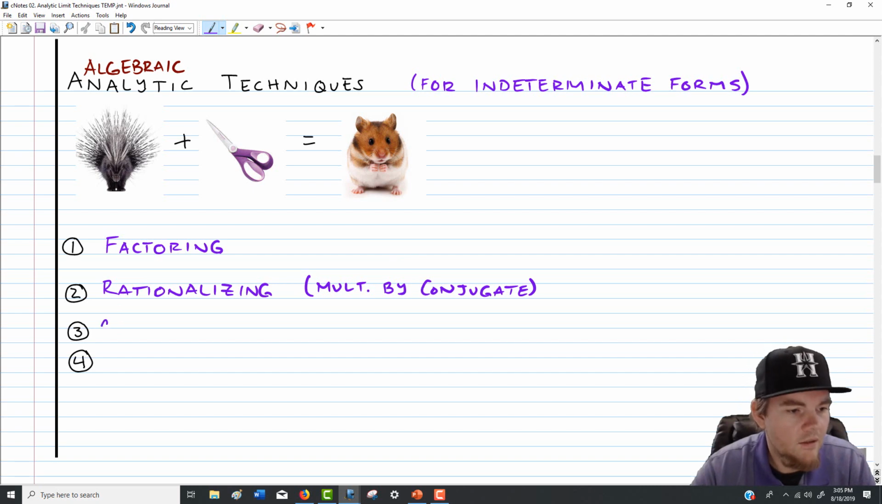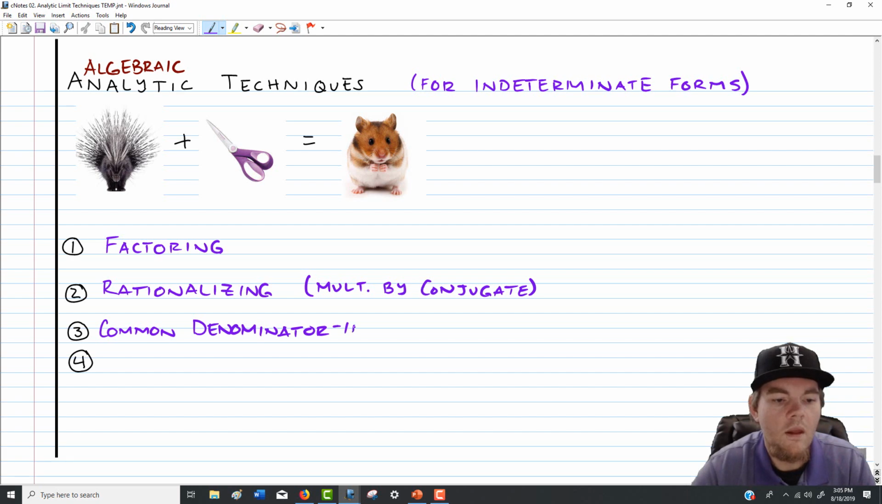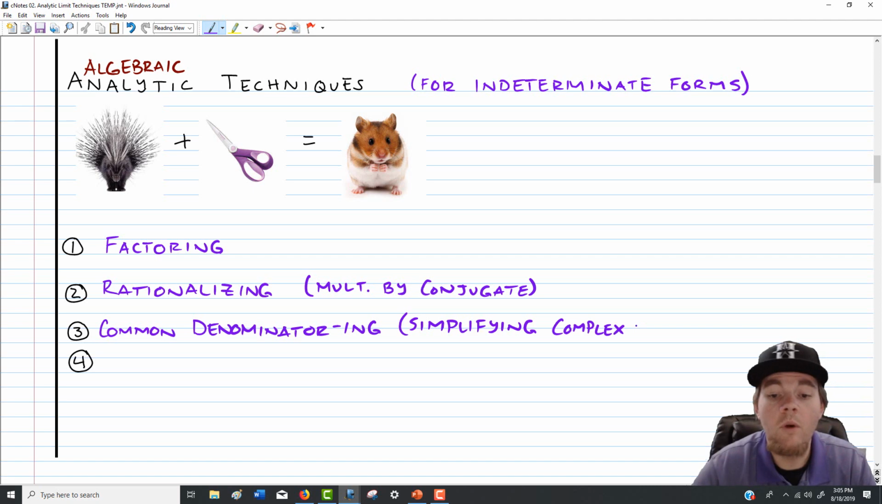The third technique does not have a fully fancy name. It's basically simplifying the complex fraction. But I usually call this common denominatoring. And that is basically simplifying the complex fraction. And a complex fraction, if it's been a little while, is where you have one fraction on top of another fraction. So fractions in the numerator and or denominator.